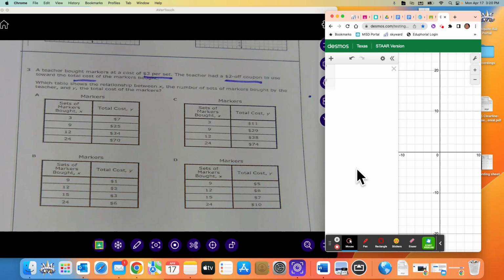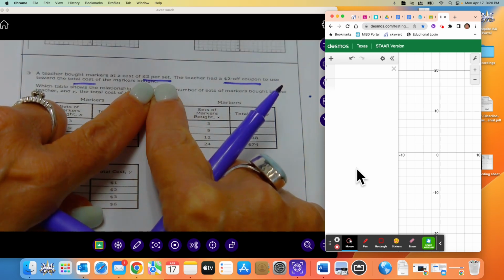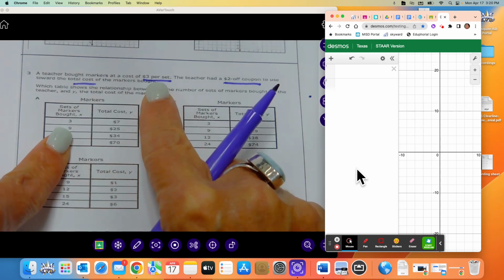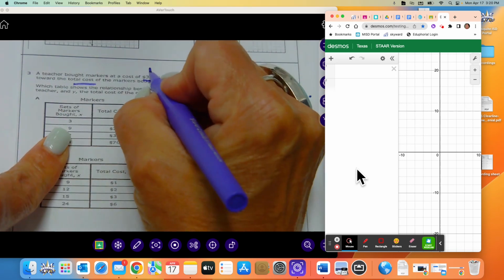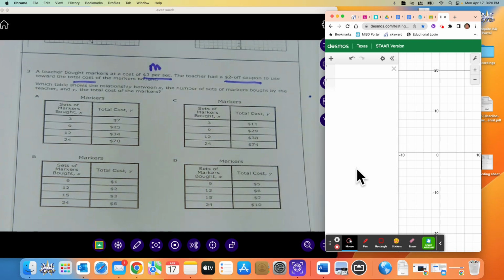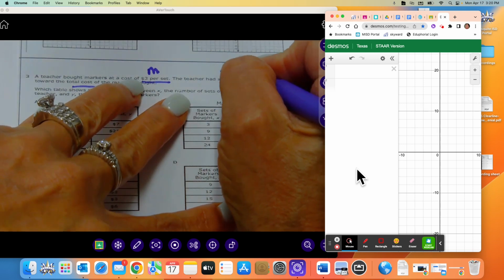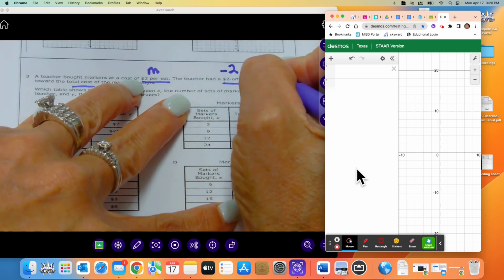Okay, so again, we're going to put these in Desmos, but we've got to figure out which one is which. Okay, so $3 per set, per, that's our slope, that's our M. $2 off. We need to ask ourselves, how many times do we get to use the coupon? Well, we only get to use it once. And if it's $2 off, what does it make that number? Okay, that means it's going to be a -2, and that's going to be our B.